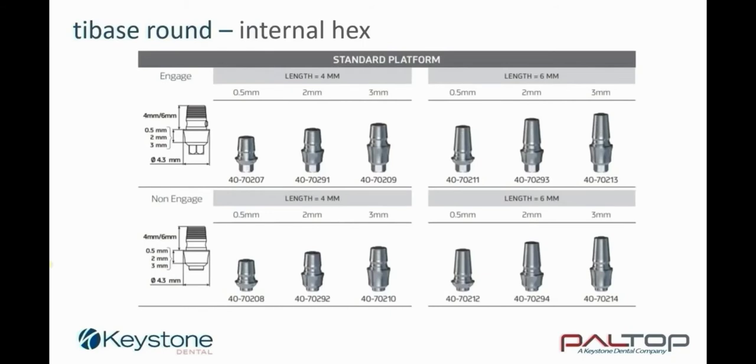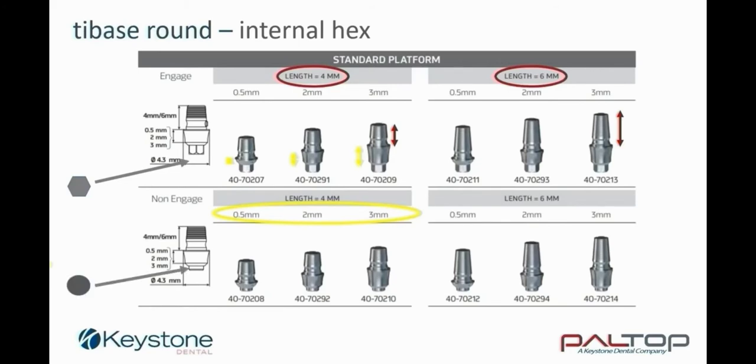Now let's focus for one moment on the tie base round for the internal hex connection. The tie base comes in two lengths, 4 mm and 6 mm, and comes in a selection of cuff heights: 0.5 mm, 2 mm, and 3 mm in height. And the tie base comes engaging for single crowns and non-engaging for multiple units.